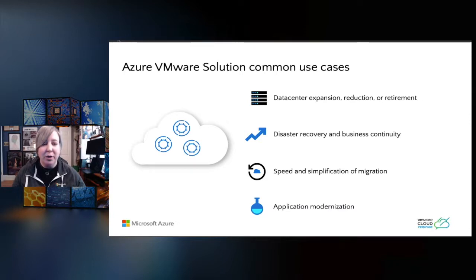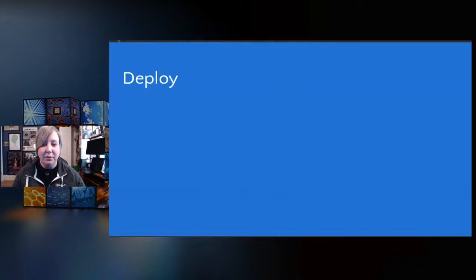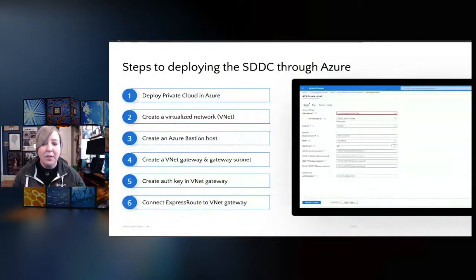Let's move into the deploy steps next. So these are the high-level steps when you deploy your environment inside a software-defined data center, or an SDDC, within Azure. You'll first deploy the AVS private cloud.